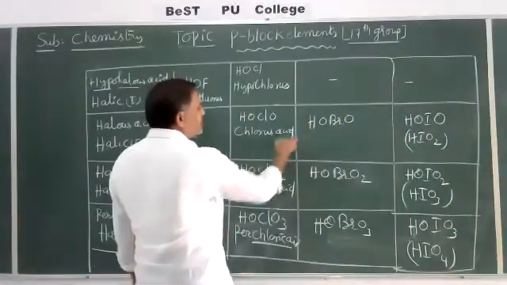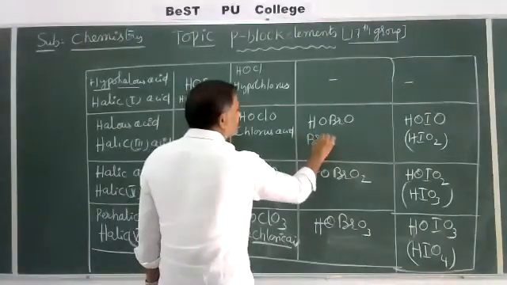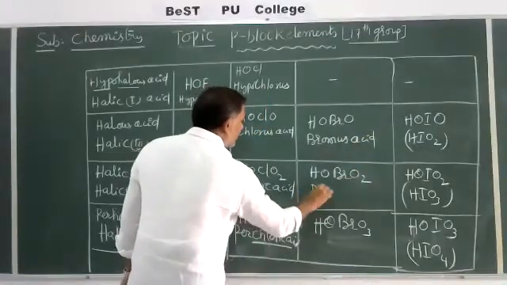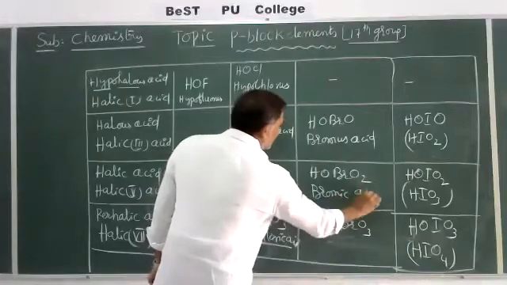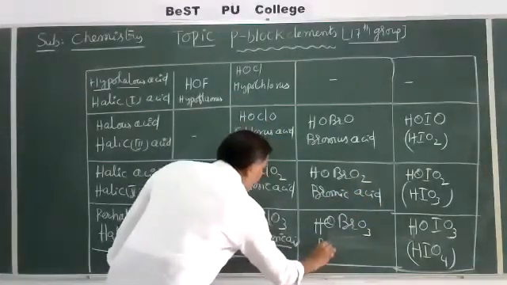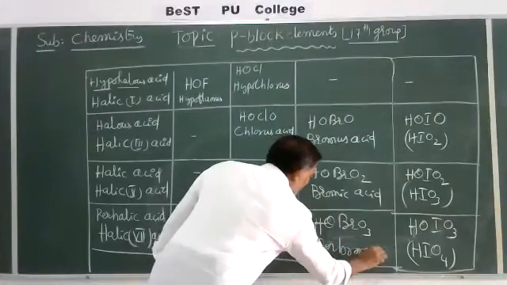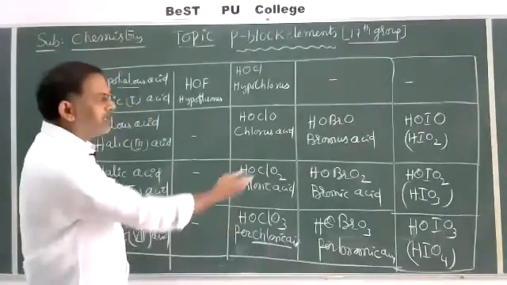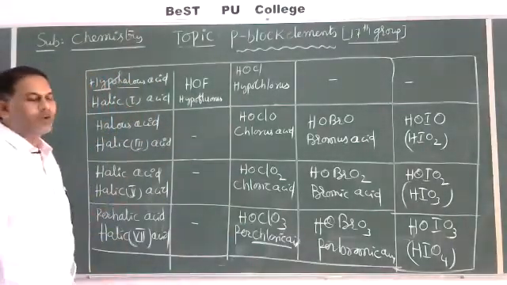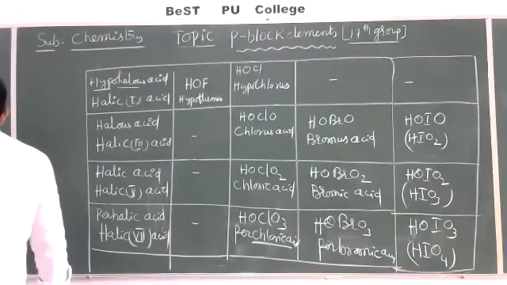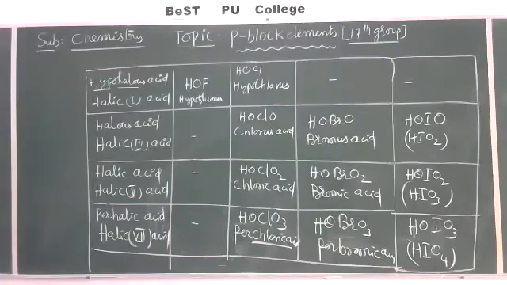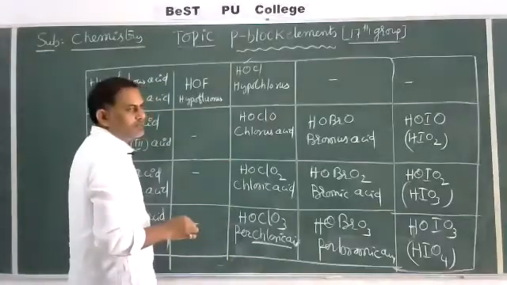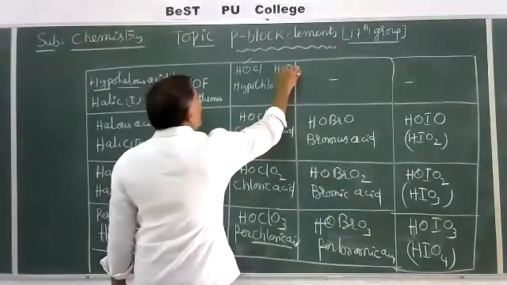Now the names, just like chlorous, it is bromous acid, bromic acid, perbromic acid. Same thing here: iodous acid, iodic acid, periodic acid. These are some important oxo acids of halogens. Particularly the oxo acids of chlorine are very, very important. A formula is HOX.